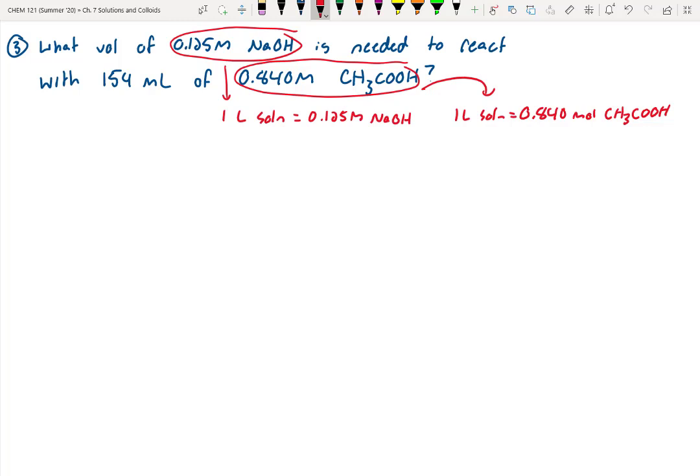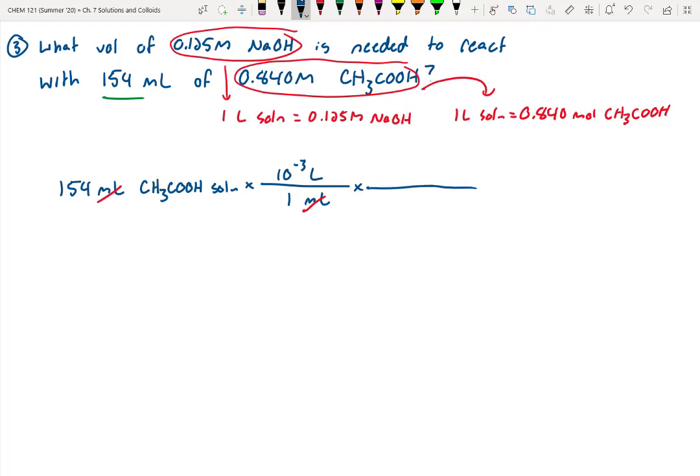All right, so let's start out with what we have. We've got this value here, 154 milliliters. So I'd say we've got 154 milliliters of CH3COOH solution. And we need to cancel out our milliliters and get to liters, right? Because over here, we're dealing with liters of solution, not milliliters, okay? So down here, I'd say, well, 1 milliliter is equal to 10 to the negative 3 liters. So we can go ahead and cancel that out, and now we've got liters of solution.